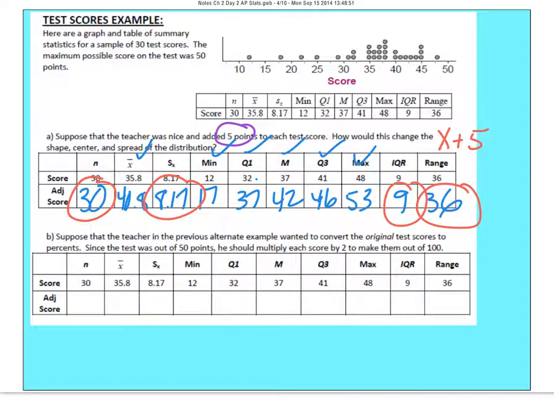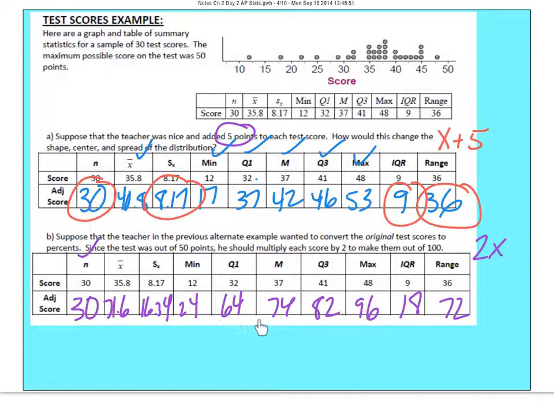So in this table, every statistic changes with the exception of the count of the tests and the students. It's still going to be 30. Everything is going to double to these new statistics. And these will be the new answers.